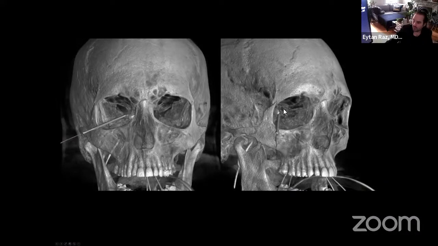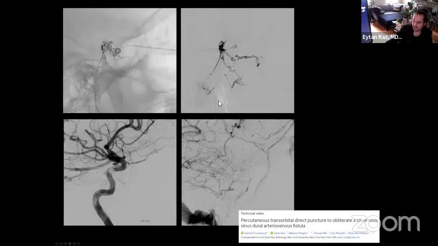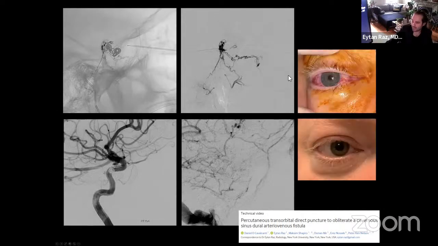This is just to show how to get there. You want to be inferior to the orbit, lateral to the optic foramen, essentially in the inferior medial part of the superior orbital fissure. And this is just the result of this case that we actually put a video together about on JNIS.